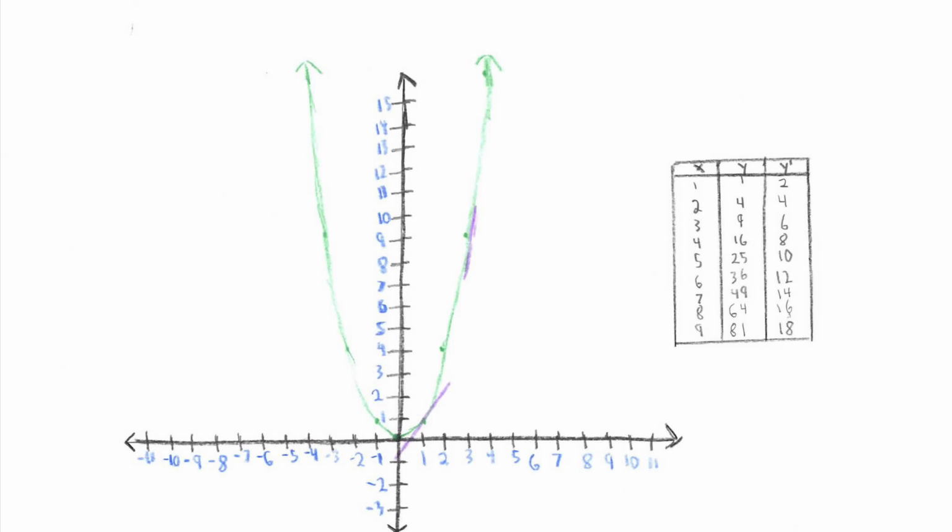Well, for all curved functions, the slope depends on the x value because the slope changes. The slope starts out very small at the bottom of the curve. It gets really steep later on. So that's why we have a function to describe slope, not just a number.